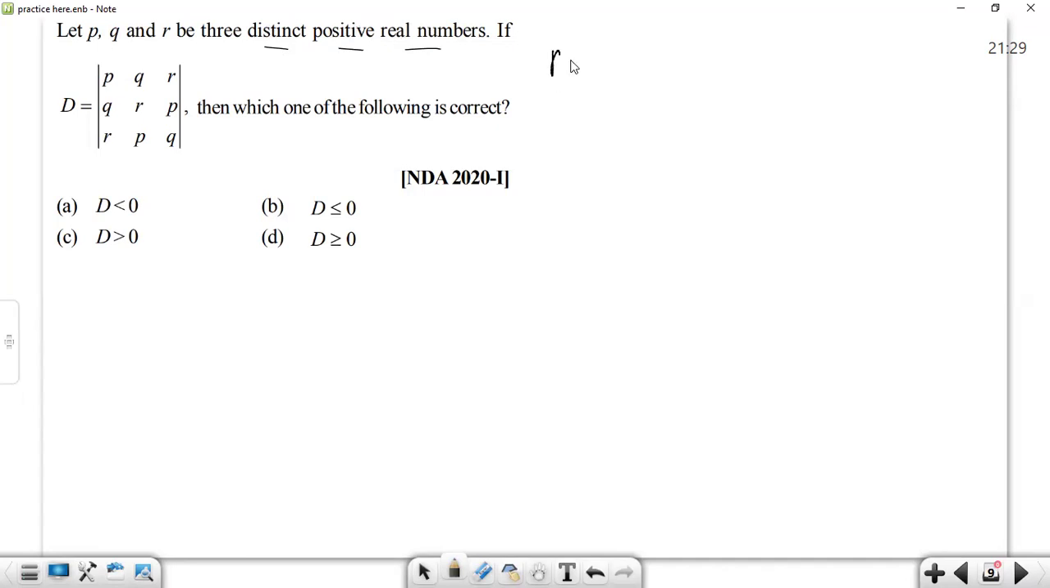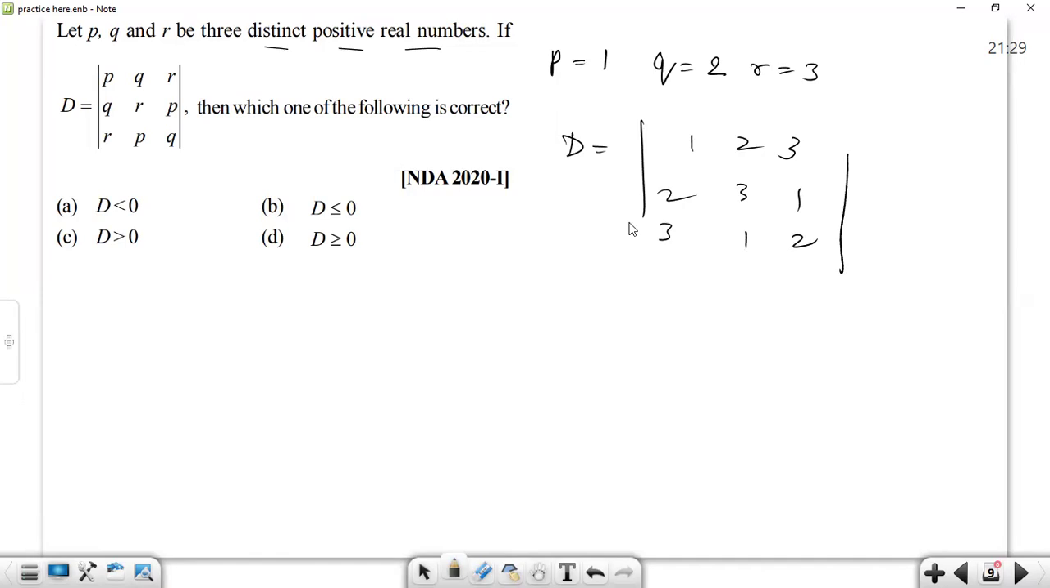Let's consider P is 1, Q is 2, R is 3, so they are distinct. 1, 2, 3, they are all positive and real numbers. Great. So now D will look like 1, 2, 3; 2, 3, 1; 3, 1, 2. Now let's solve for this determinant.